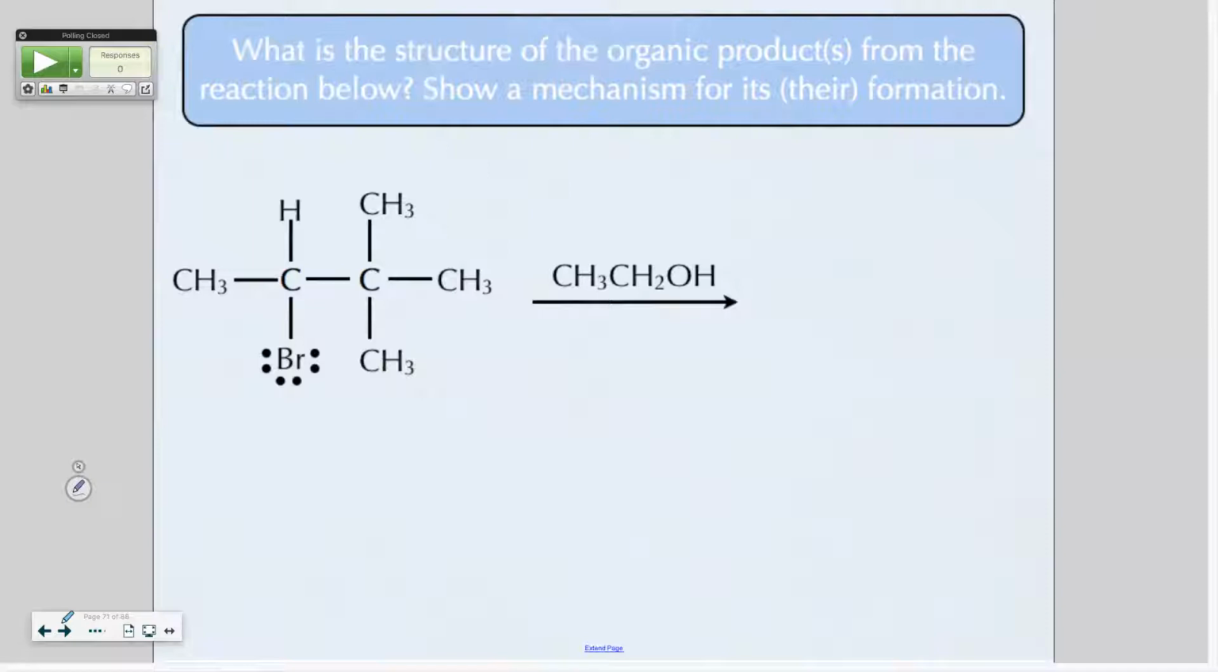Okay, so what do we get? How do you approach it? What is the leaving group? Find that. The bromine. Everybody agree? I'm going to write LG, leaving group. Okay, what's your nucleophile?